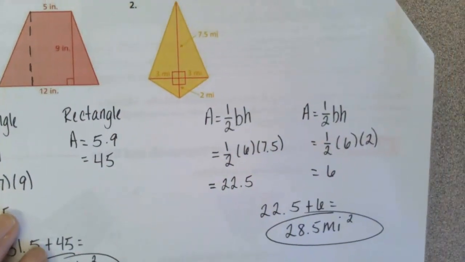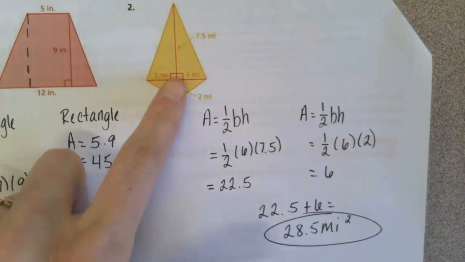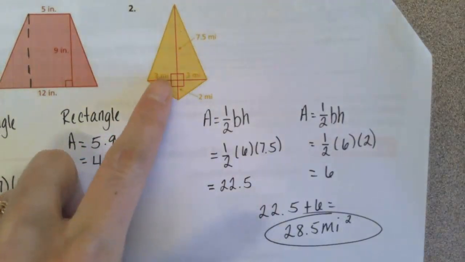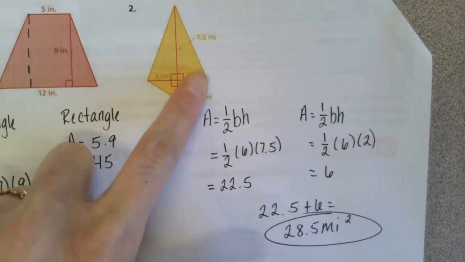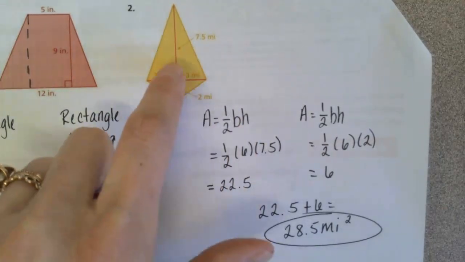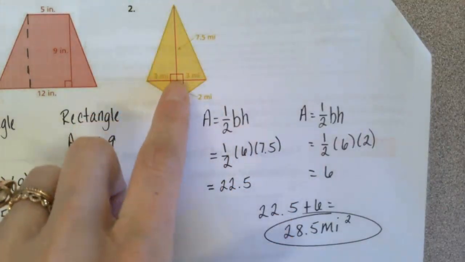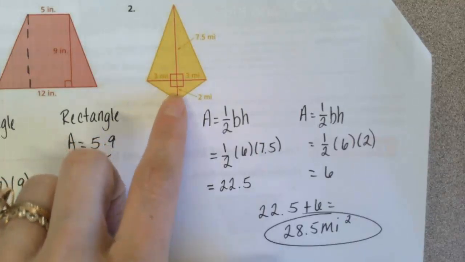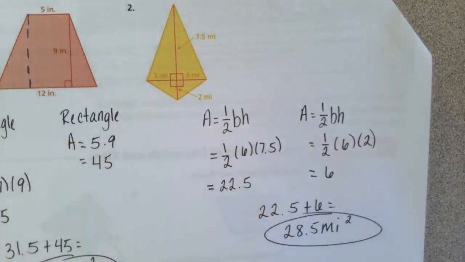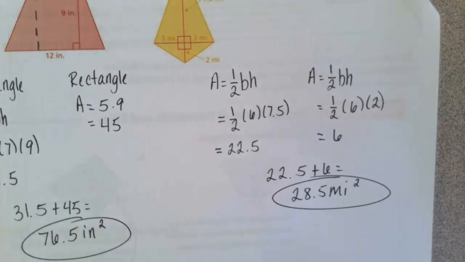And then for the kite over here, I did the 2 triangles again, and you can visually see where that one's cut. Both triangles have that base of 6, but this one was 7.5 miles tall, this one was 2. And then I added those areas together to get 28.5 miles squared.